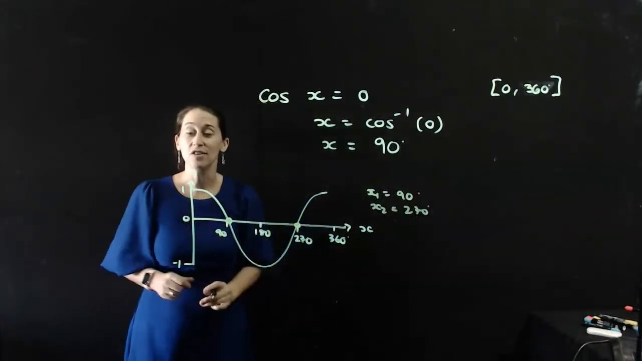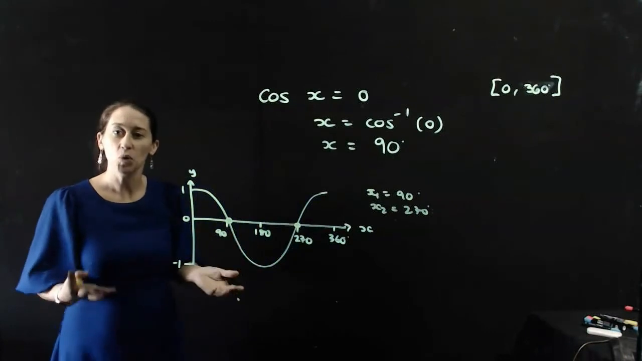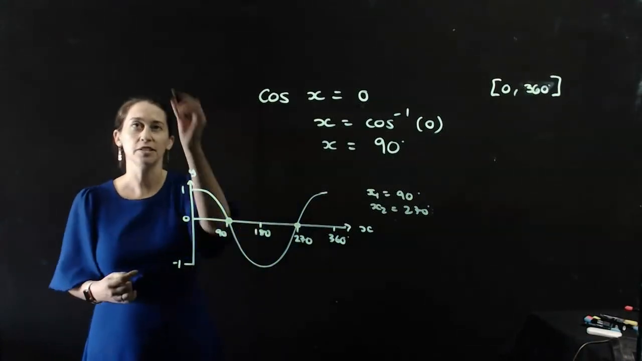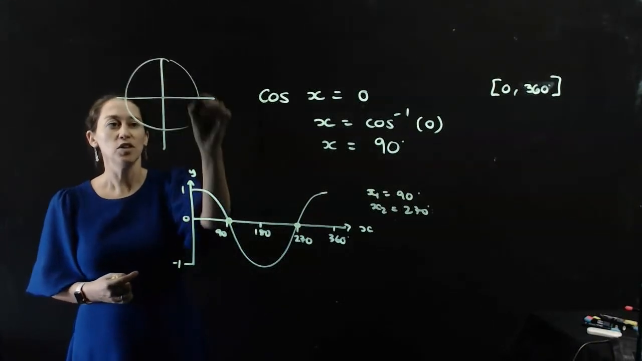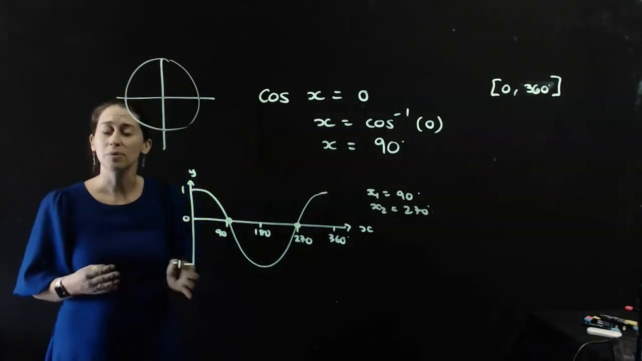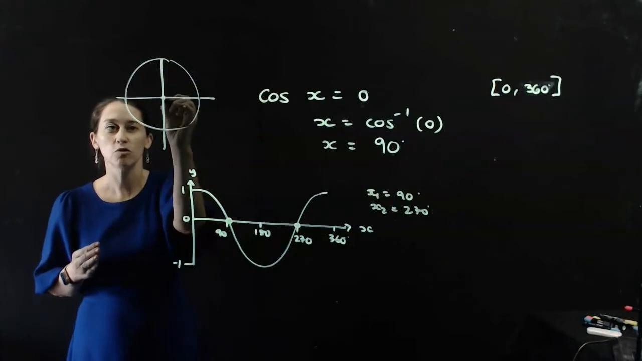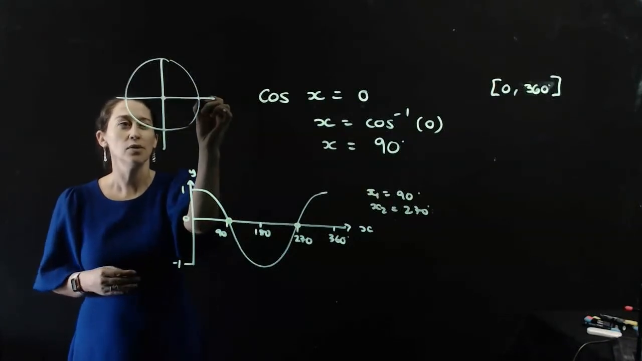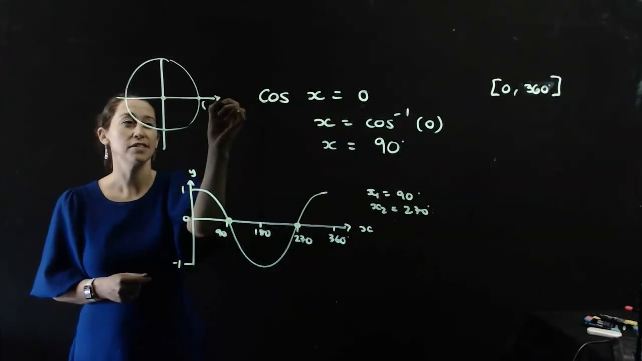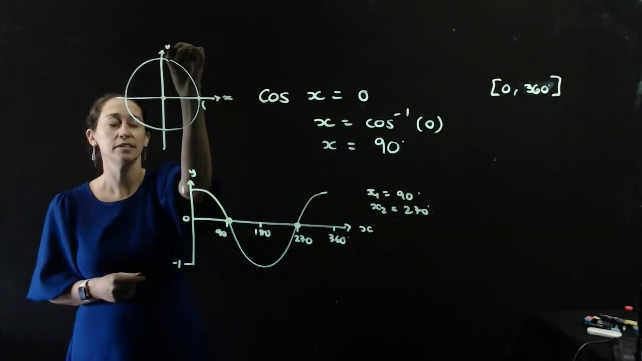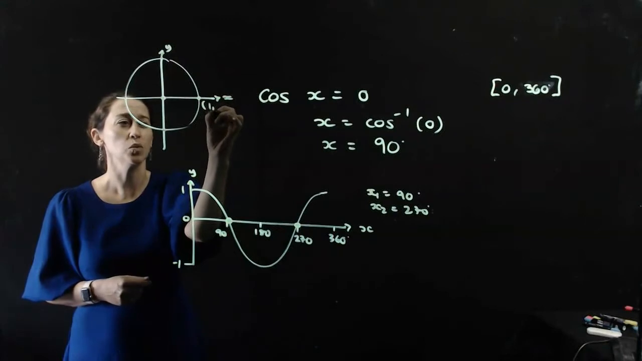Now, let's bring it to the unit circle, because that's how I want you to be able to solve these equations. So if I draw up our unit circle, remember the unit circle is called the unit circle because the radius of the circle from its centre is 1. So if it's one unit, I can put some coordinates on there. If this is our x-axis and this is our y-axis, this coordinate here is 1, 0.